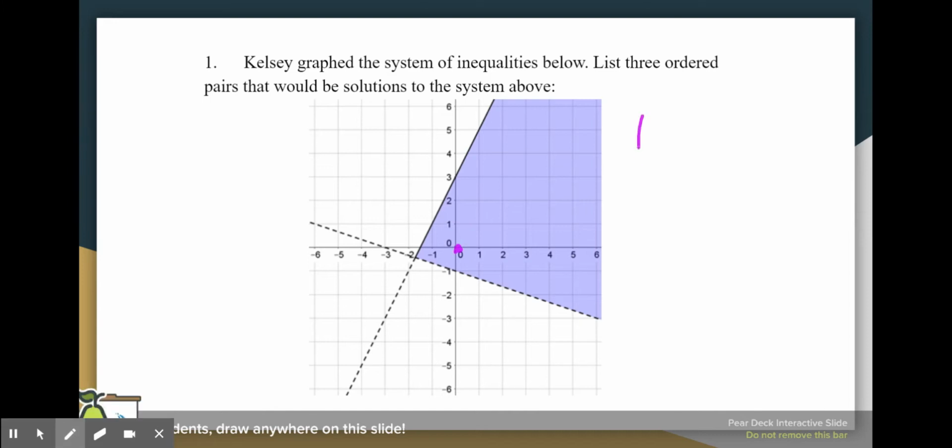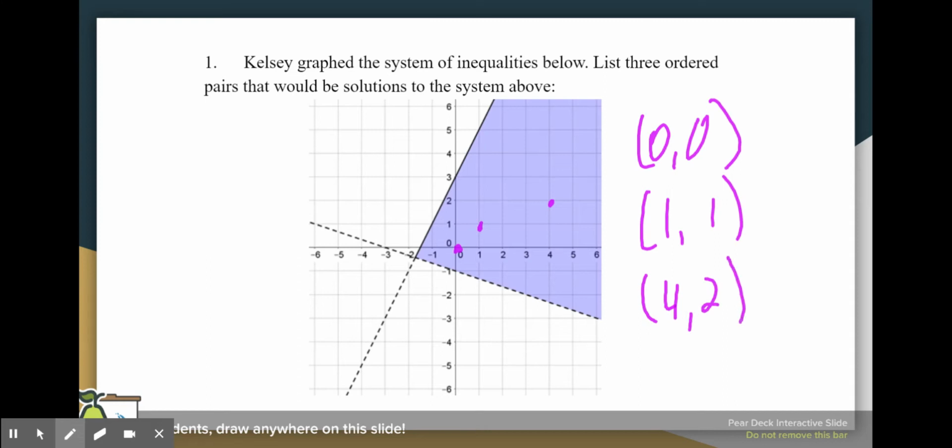Let's pick this point. That's (0, 0). That's an easy one. At this point, (1, 1). Look at this point, (4, 2). Any of these would work perfectly fine.